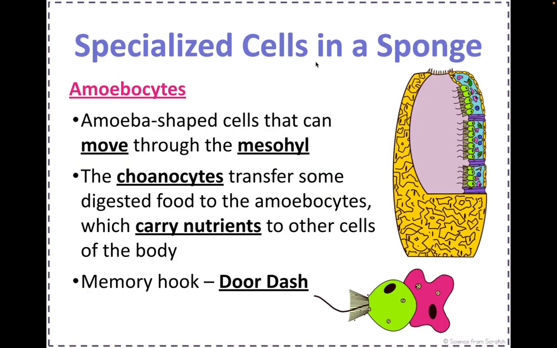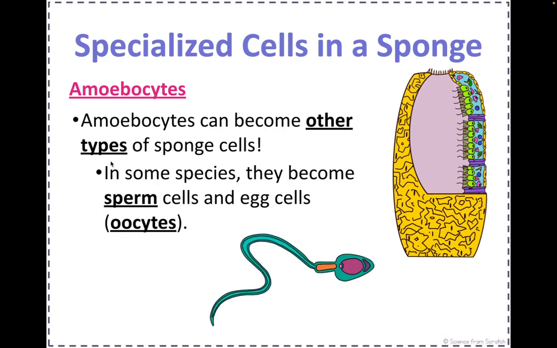All right, next specialized cell we're going to talk about are amoebocytes, amoeba-shaped cells that can move through the mesohyl. The choanocytes transfer digested food to the amoebocytes, which carry nutrients to other cells in the body. So a memory hook to think about when we're thinking of amoebocytes, this is like DoorDash. Amoebocytes can become other types of sponge cells as well. So in some species, they do become the sperm cells and egg cells, also known as the oocytes.